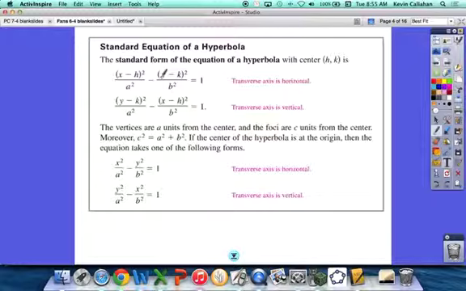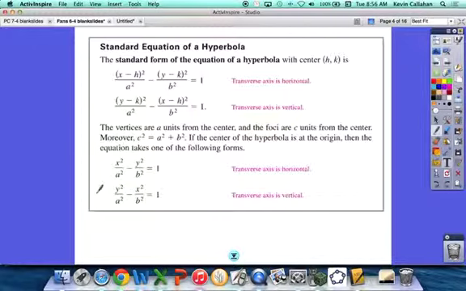So what you notice is when it's horizontal, the first term, which is the positive term, is the X term. When it's vertical, the first term, which is the positive term, is the Y term. So whichever is first, X or Y, is going to determine whether this is horizontal or vertical. And of course, they always give us this, what it would look like if the center was at the origin, right? Then the H and the K are 0, so everything simplifies quite a bit.